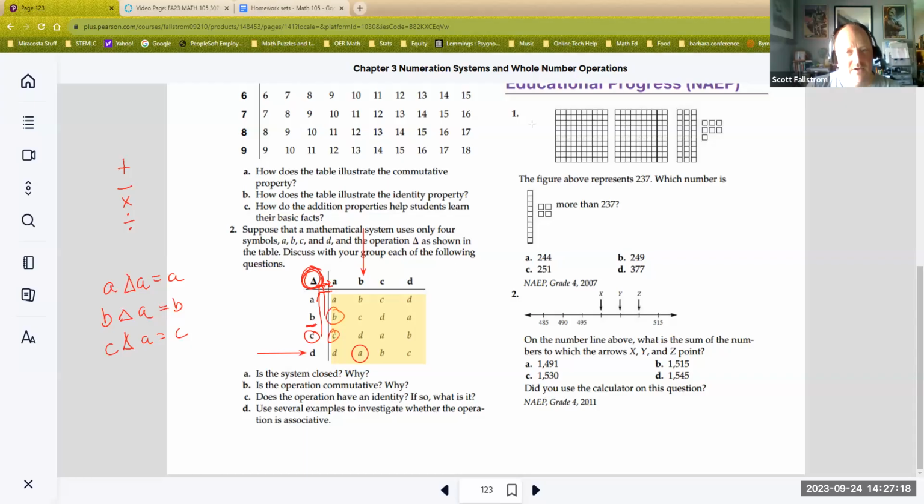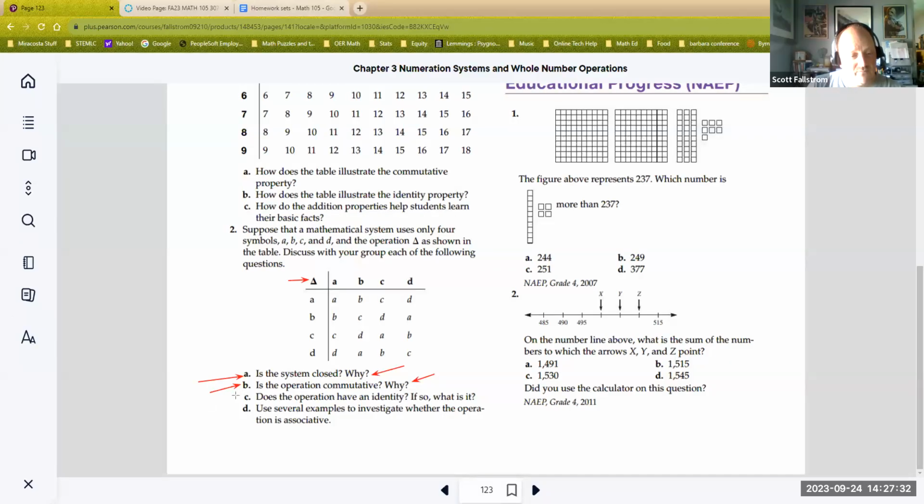Okay. So you have some questions about this system. That's what I'm asking you to do. Is the system closed? Okay, is it closed under the operation of triangle? And why? So you need to answer each one with why. Is it commutative? Remember what commutative means. Go back if you need to, but have this more at your fingertips.